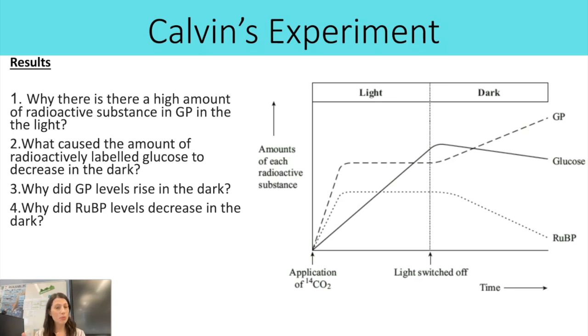Now, ultimately, if this went on for long enough in the dark, then you would find the GP levels would also decrease, because if you run out of RUBP, then you won't be able to make GP.